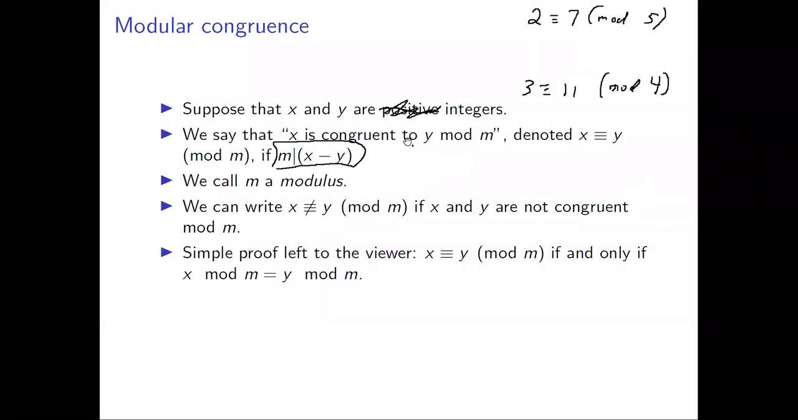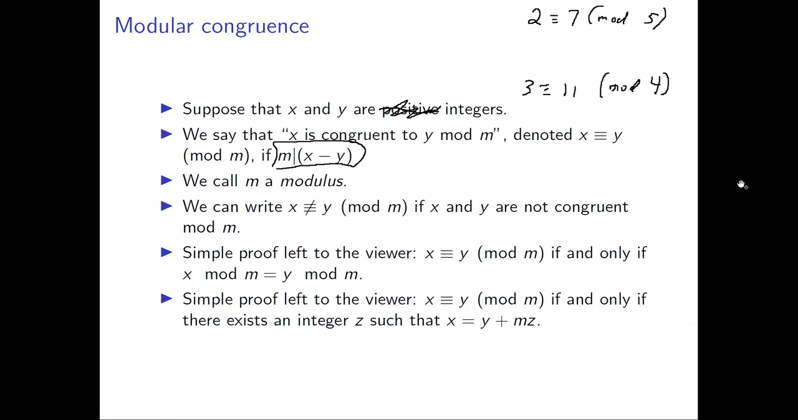And here are some simple properties that you can prove similarly to the ones we saw on the earlier slide. x is congruent to y mod m if and only if x mod m equals y mod m. And another simple property that is left to the viewer is this biconditional. x is congruent to y mod m if and only if there exists an integer z such that x equals y plus m times z.